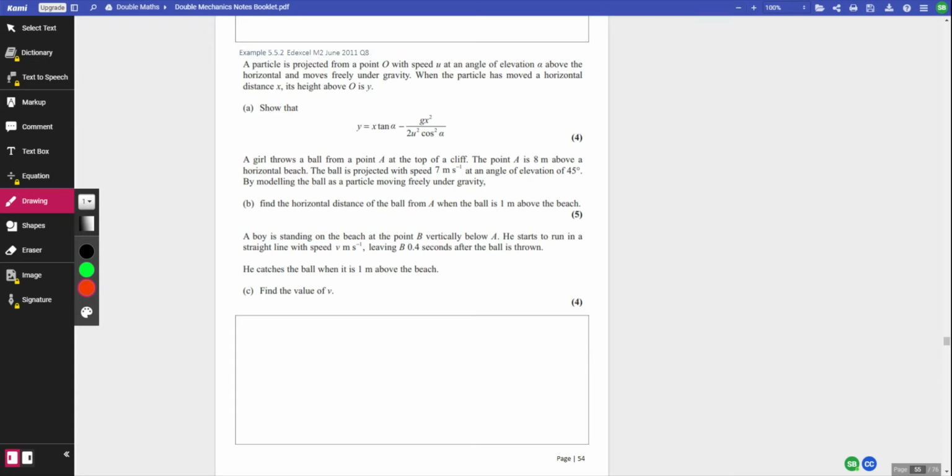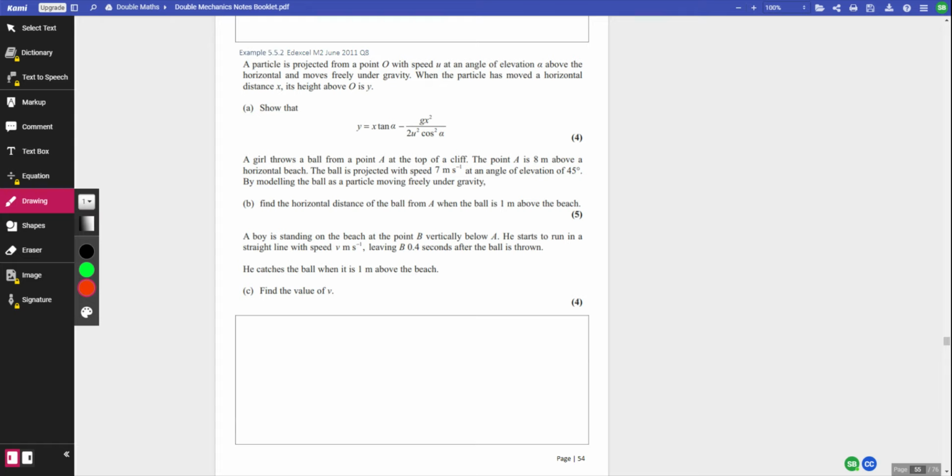So this is example 5.5.2. This is a projectiles question from Edexcel M2 June 2011. The question says a particle is projected from a point O with speed u at an angle of elevation alpha above the horizontal and moves freely under gravity. When the particle has moved a horizontal distance x, its height above O is y. And we need to show that y equals x tan alpha minus gx squared over 2u squared cos squared alpha.